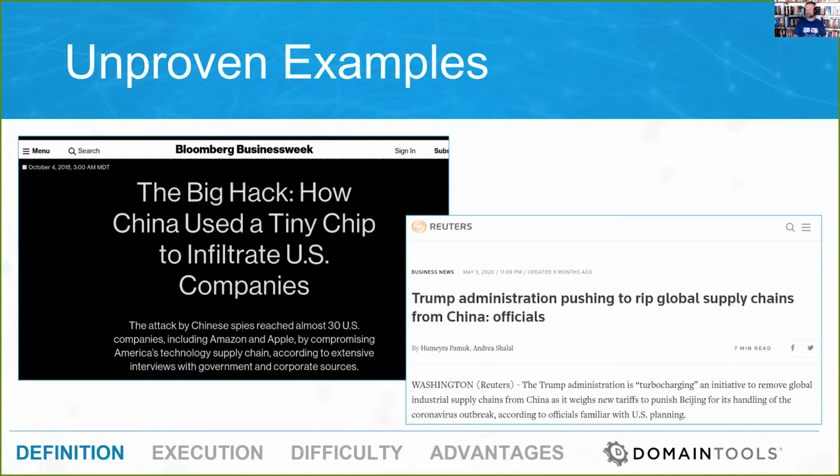We also have unproven examples. So for example, there is the story that has been roundly criticized, yet never retracted, from Bloomberg about the insertion of rice-size components onto motherboards from Supermicro. Very scary stuff, never really proven in practice, no indications of this having any sort of effect anywhere in the world.